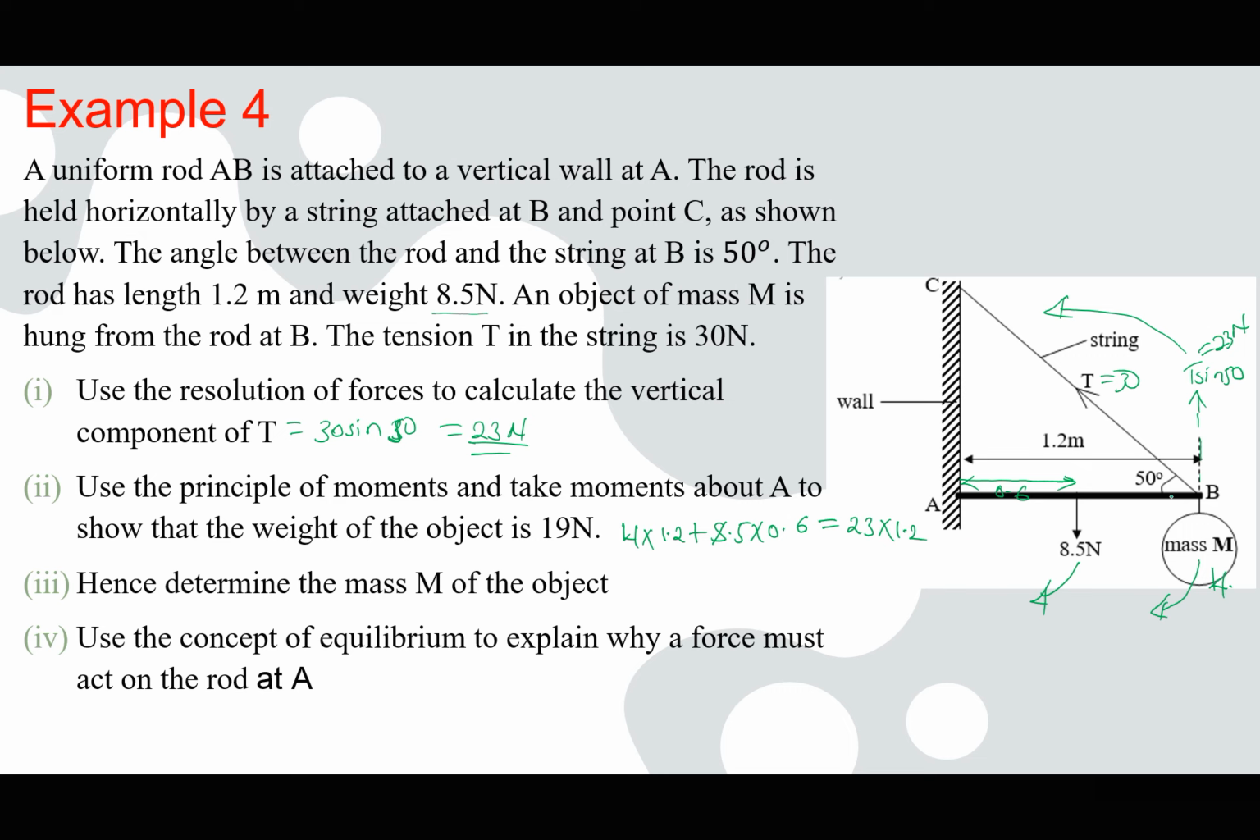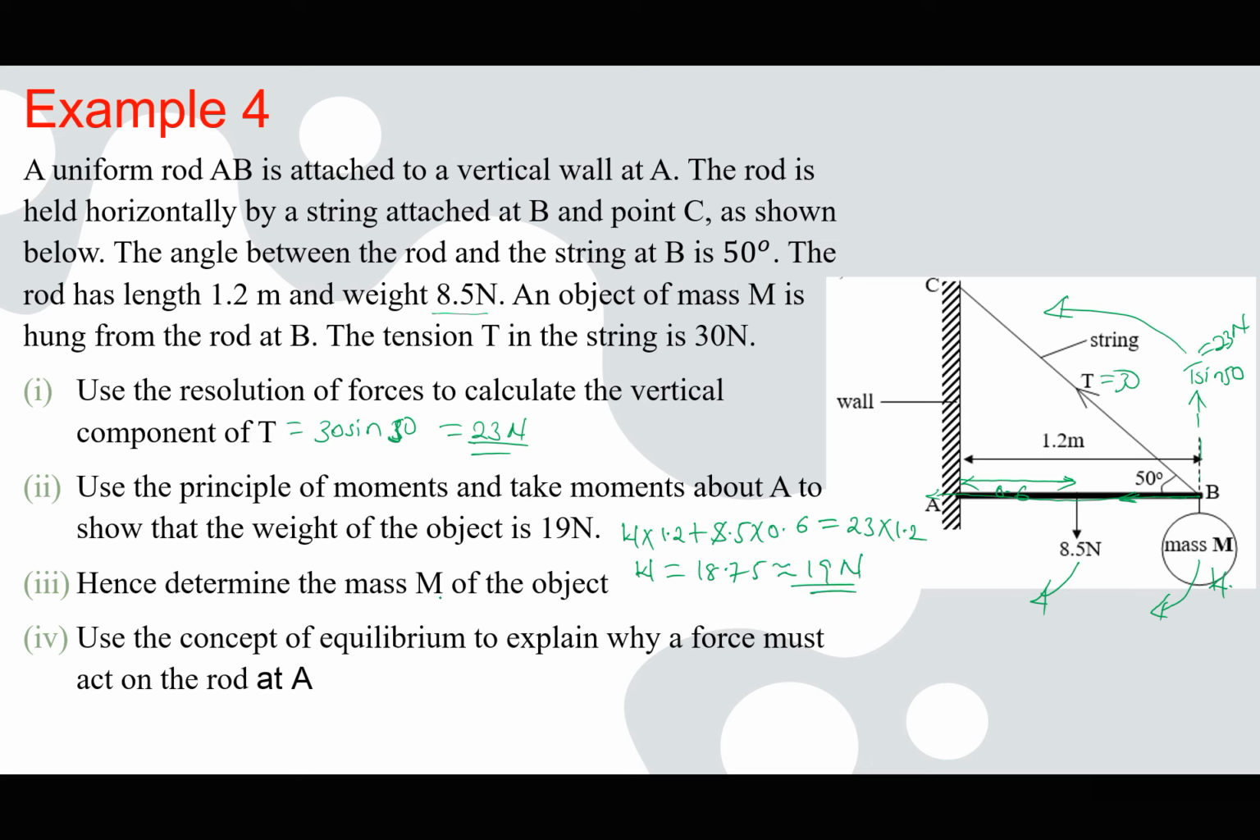The horizontal component of the tension acts through point A. It will point in that direction. So it has no perpendicular distance, because its line of action goes through the pivot. So this means I can find W as being equal to 23 times 1.2 minus 8.5 times 0.6, and then I divide this by 1.2. This gives me 18.75, which is approximately 19 newtons, as required.